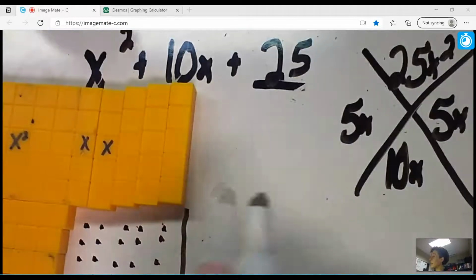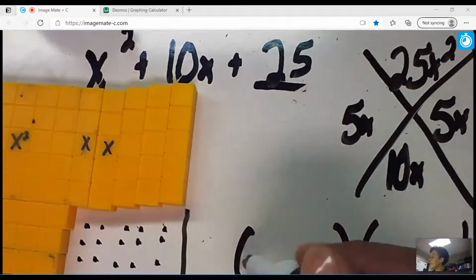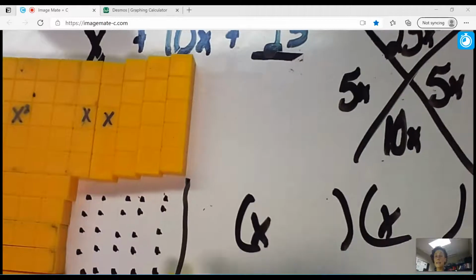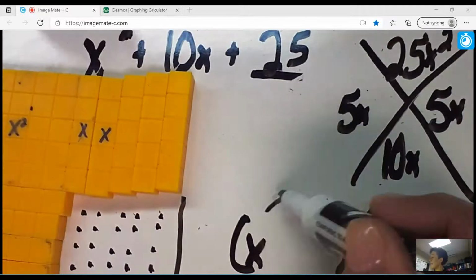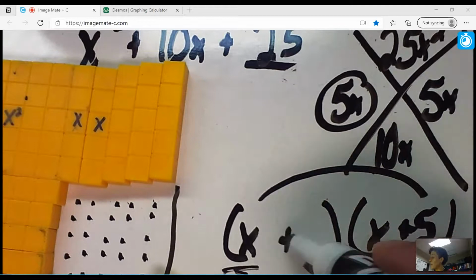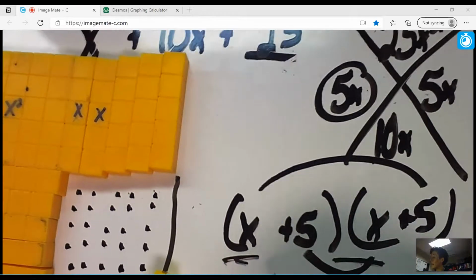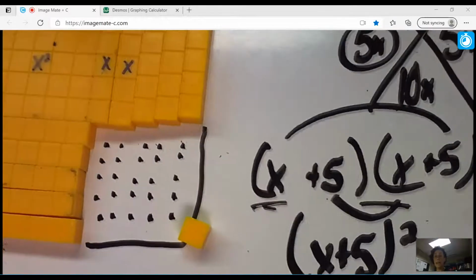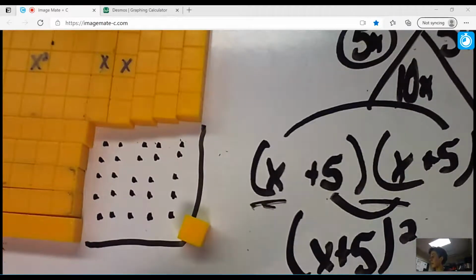And then when you make your parentheses, the x and the x here make this x squared. And then x times what will make this 5x? Well, that would be 5. And then x times what will make this 5x? That would be 5. And then instead of writing them twice, we can write them once squared. Whoops, sorry, you can't see that. So let me show you how that looks here.